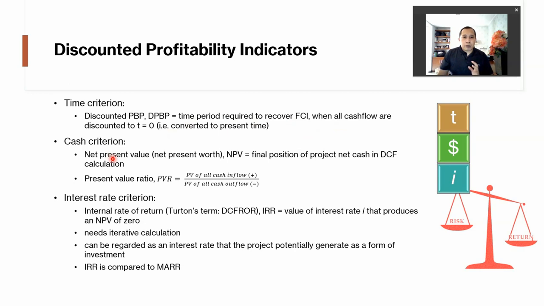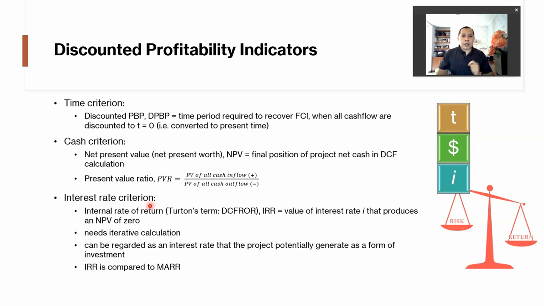For the cash criterion, we have a very famous indicator called NPV, or net present value. Some people also call it net present worth. And this would be the final position of project net cash in a DCF calculation or in DCF diagram. So this would be the equivalent of cumulative cash position in non-discounted cash flow. The second one is also somewhat quite popular. This is called PVR, present value ratio. So PVR is defined as the ratio of the total present value of all positive cash flow divided by the total present value of all negative cash flow.